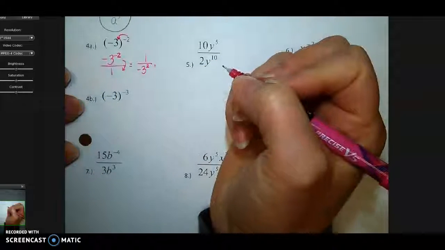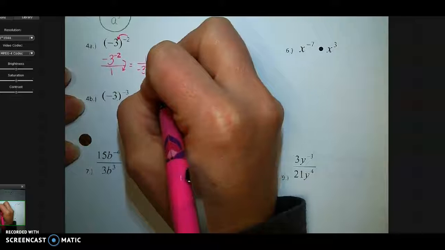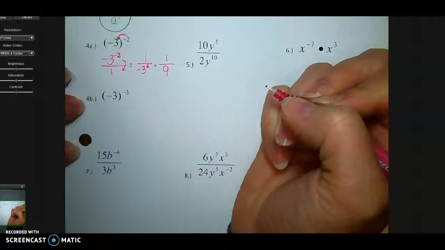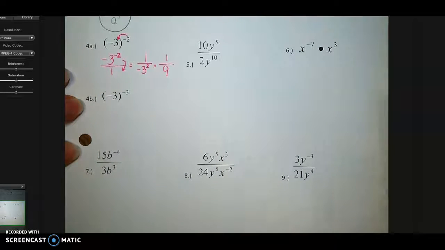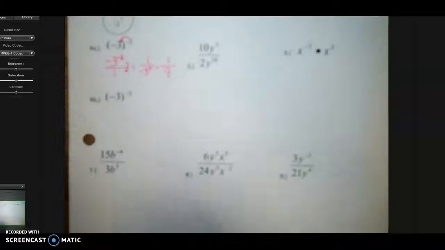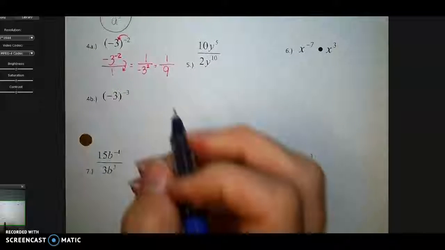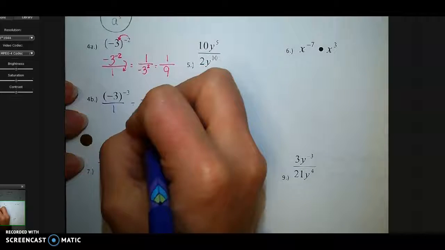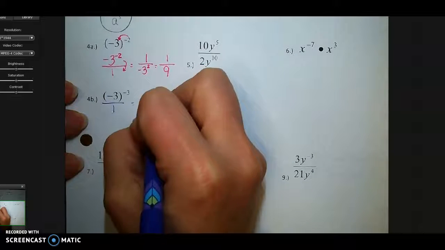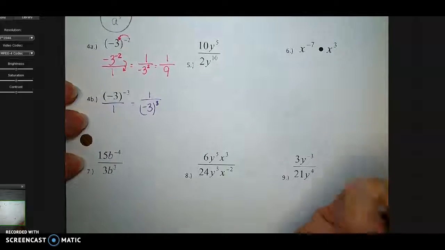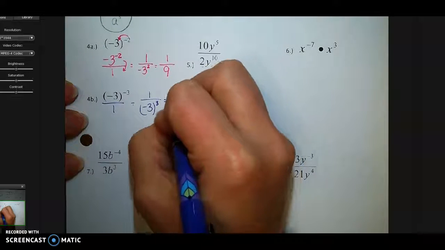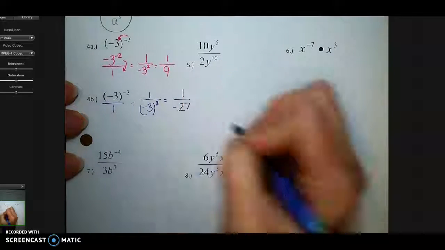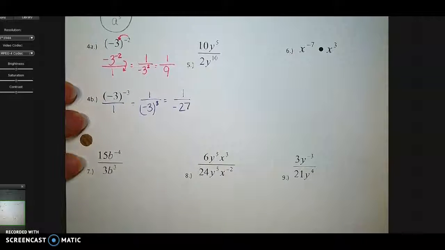And I can simplify that. Negative 3 times negative 3 is 9. On the one below that, I can also just go ahead and think, oh, this is 1 over negative 3 to the positive third, like so. And I'm going to end up with a negative 27 as my denominator.